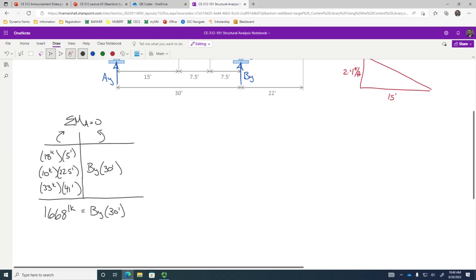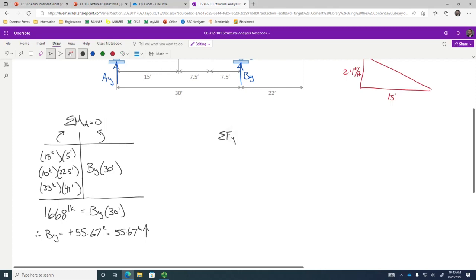So 1668 divided by 30, I get a BY of what? 55.6. So we'll say plus 55, and I think it's 55.67, like 6 repeating, right? So far, so good?